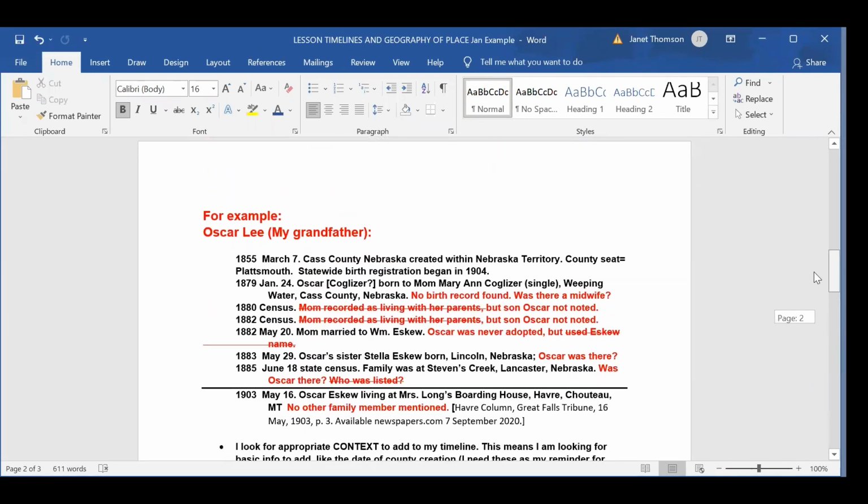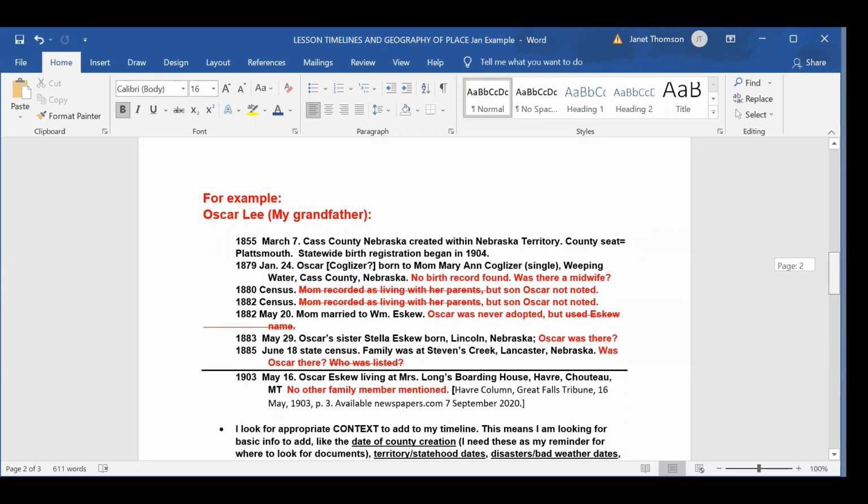But up here, you can see that, for instance, 1882, May 20, his mom married William Eskew. Oscar was never adopted, but he used the Eskew name. Well, I proved that. I actually proved it because he changed his name officially from Eskew to Lee in a court document. So I have that particular document. In 1885, June 18, the family was at Stevens Creek, Lancaster. Was Oscar there? Who was listed? Well, I found out who was listed.